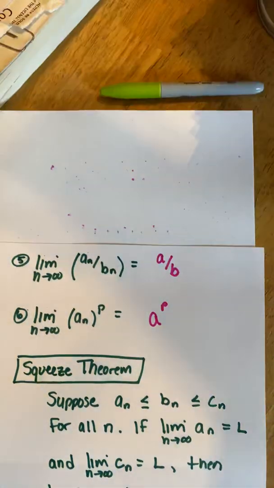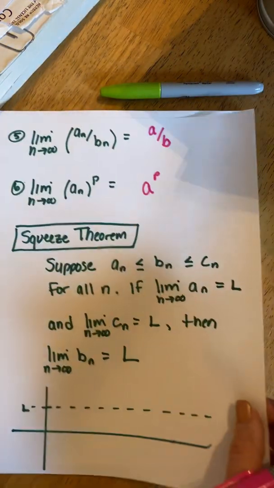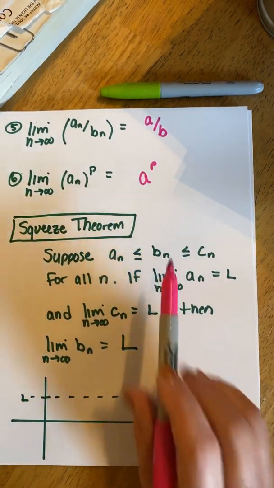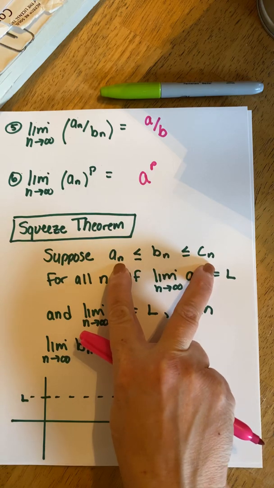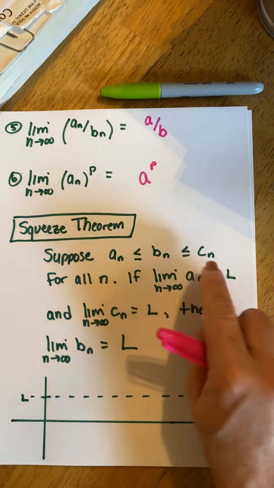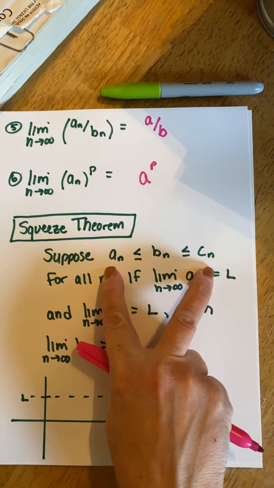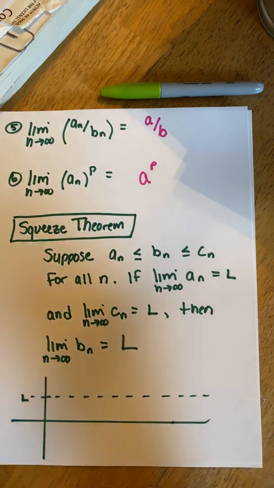And then you should have talked about the squeeze theorem in your calculus class. The squeeze theorem says that if you have a sequence bounded between two convergent sequences that converge to the same number, so an converges to L and cn converges to L, and if bn falls between an and cn, then bn must also converge to L.